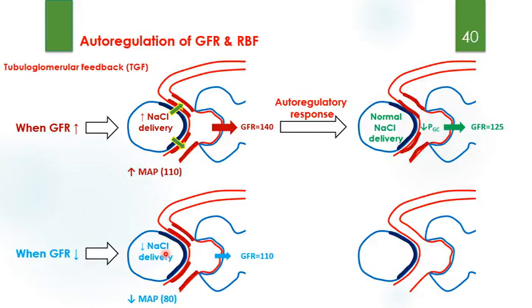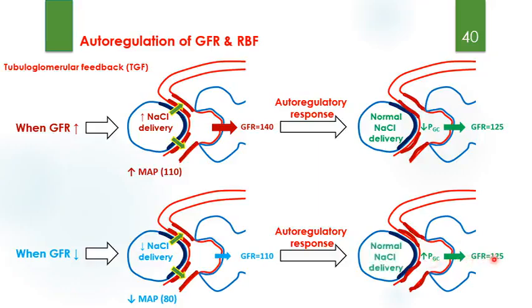And what is the autoregulatory response? To correct the reduced GFR, the afferent arteriole should be dilated and the efferent arteriole should be constricted to increase the hydrostatic pressure inside the glomerular capillary and increase the filtration of plasma, and again return the reduced GFR to its normal value 125, and the sodium chloride delivery to macula densa cells will be corrected and normalized.